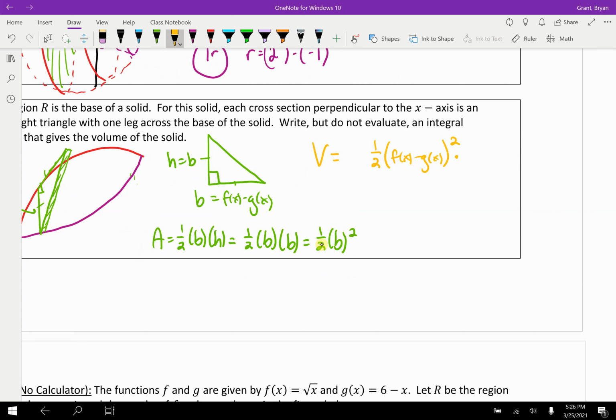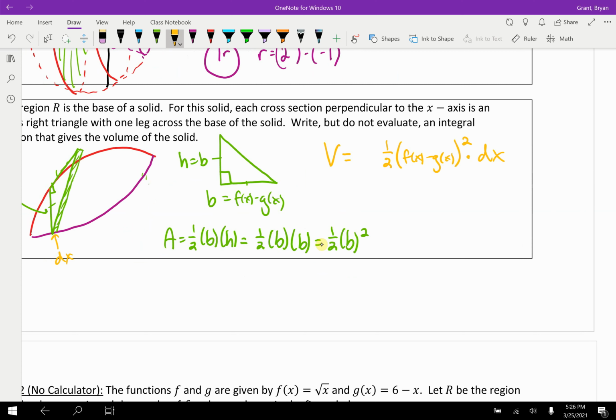The third dimension is this infinitely small slice across the x-axis, which is dx. That, though, will only give us one triangle. We need to sum up every triangle across this. So integral from what to what? Oh, that's negative 1.637 up to 1 again.